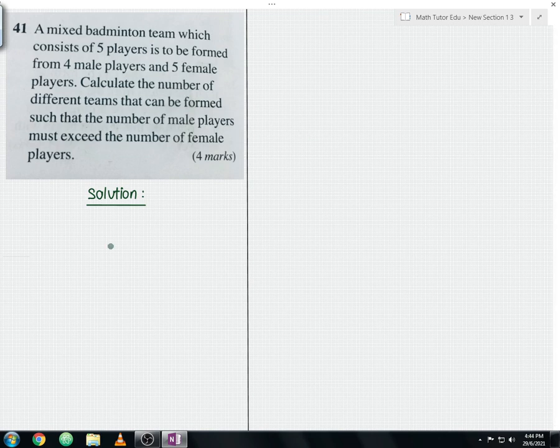Okay, in this question, we need to form 5 players for the mixed badminton team where there are 4 male players and 5 female players. They already give us the condition that the number of male players must exceed the number of female players. So I hope you understand that. Let me write down the working here. Within the 5 players, you need to come up with a condition such that your number of male players must be more than the number of female players. Let me box this condition.